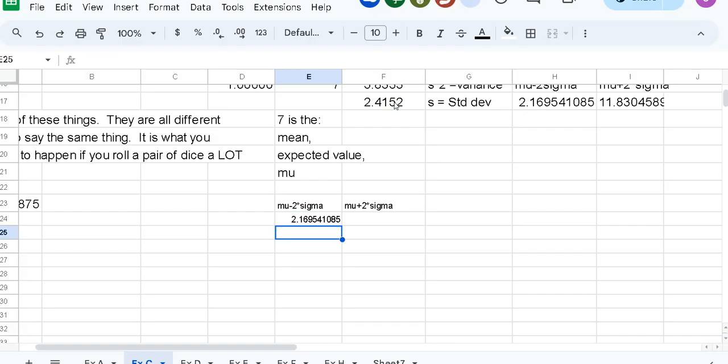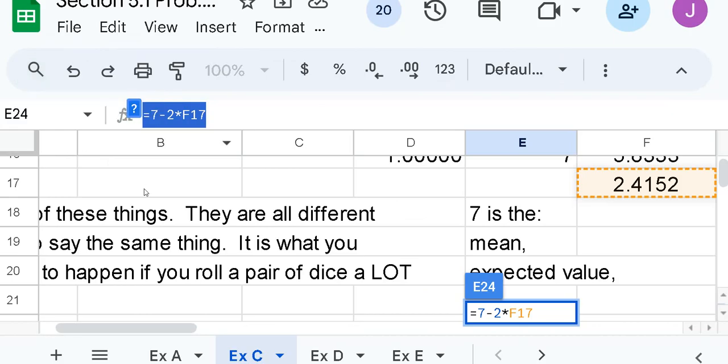Why don't you see if you can calculate mu plus 2 sigma? See what you get there. Yeah, sure. So that calculation, there you go. 7 minus 2 times F17. And then do mu plus 2 sigma. And then we'll look at it and see what that means for this particular example.